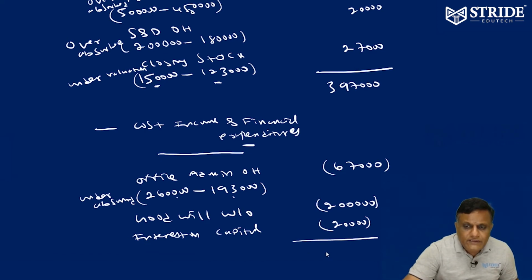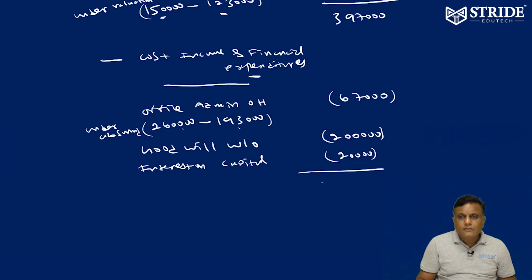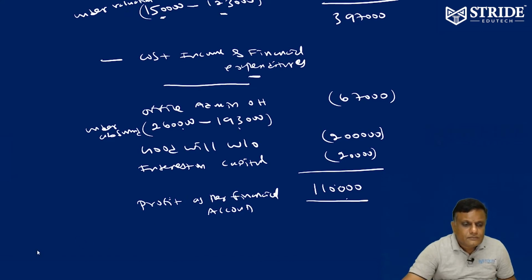So 3,97,000 minus 67,000 minus 2 lakhs minus 20,000. Answer: 3 lakh 27,000 minus these items, answer 1 lakh 10,000. This is what we derived. Just check it out. We already derived net profit as per financial accounts, 1 lakh 10,000. So profit of cost accounts is taken as the starting point, and profit of financial accounts is derived. That's it. Let's start.